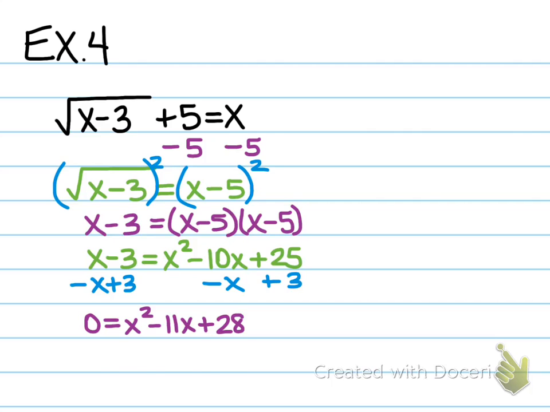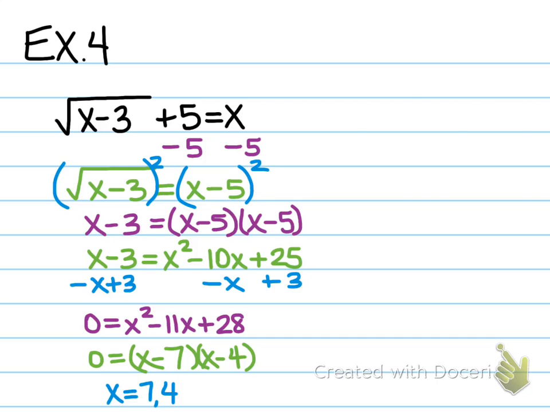So now I need to factor. So I set up my two sets of parentheses. I know that the two things that multiply to get x squared are x and x. I need two numbers that multiply to get 28, but add to get a negative 11. So I know that 7 times 4 is 28. And then if I do a negative 7 and a negative 4, they will add to get a negative 11, but multiply to get a positive 28. So when I solve those two sets of parentheses, I get x equals 7 and x equals 4. So now I need to plug these back into the original equation to see which ones work.